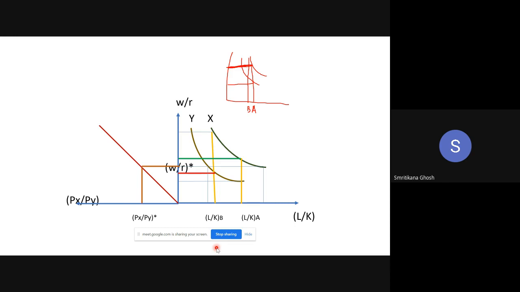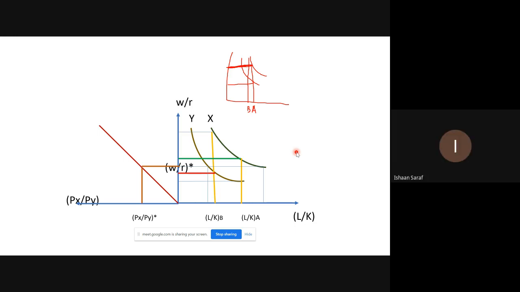But just try to remember one thing. These two labor capital availability should be very close to each other. Then only it will be easy for you to find out the overlapping zone, because here your objective is to get the overlapping zone. That is why.